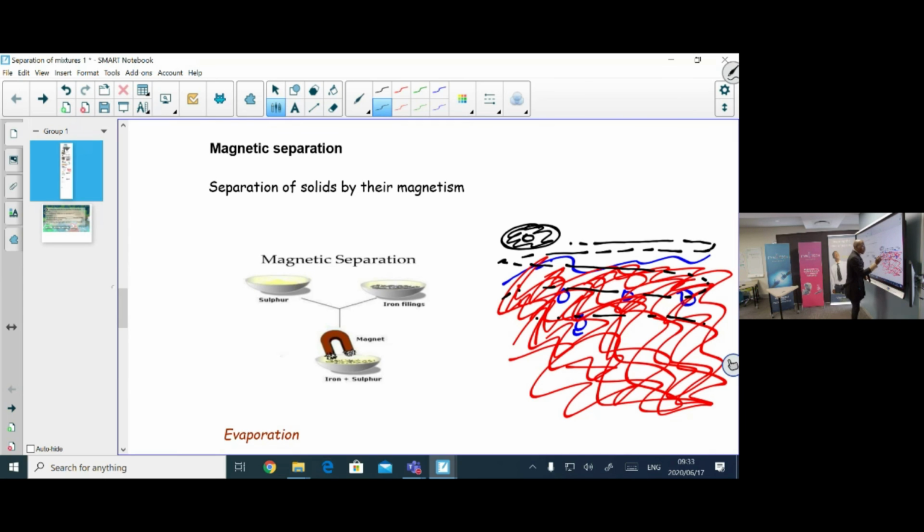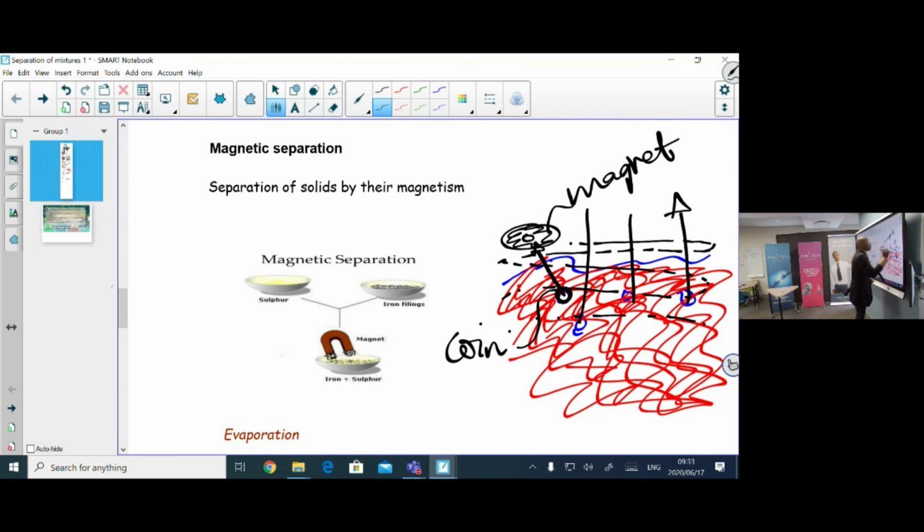Our coins will be attracted to our magnet because they are magnetic and they will be held up, whilst the sand does not react to the magnetism of the magnet. The sand will remain while the coins separate and get pulled up by the magnet, right? So this is one way of separating the sand from the coins.